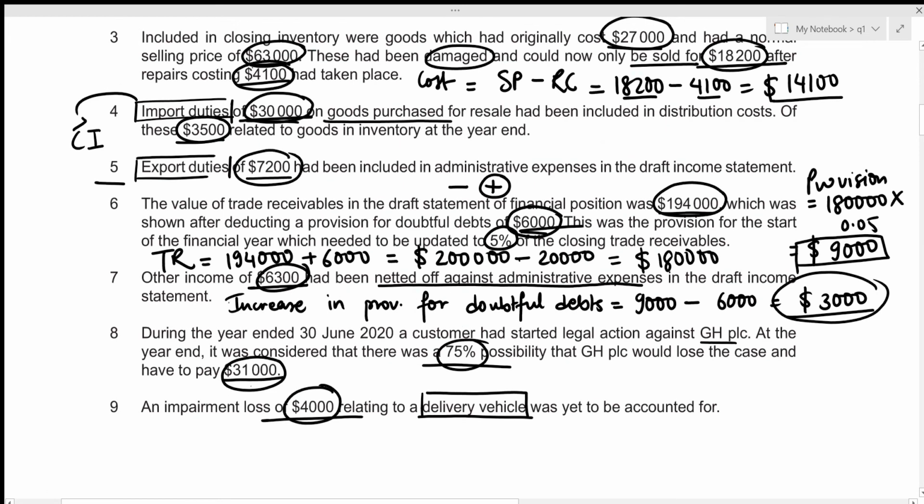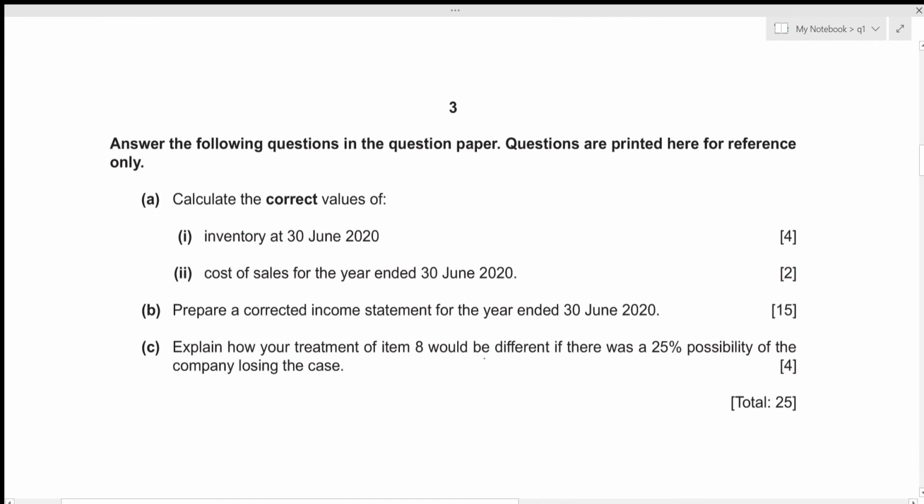This related to our legal action where a 75% possibility was given, due to which we termed it as a provision which lowers the profit and increases the current liabilities. But if it were to be 25%, then that would definitely be less than 50%, which would make it a contingent liability, which would only be recorded by a note to the accounts. So we just have to write this all as our answer to the third part of this question. Let's do that.